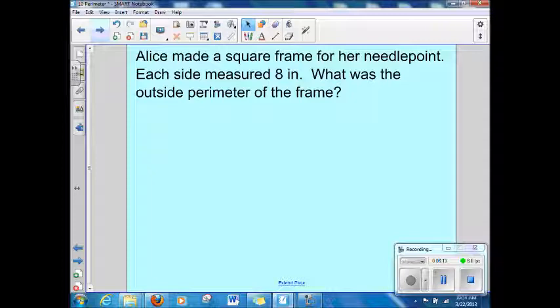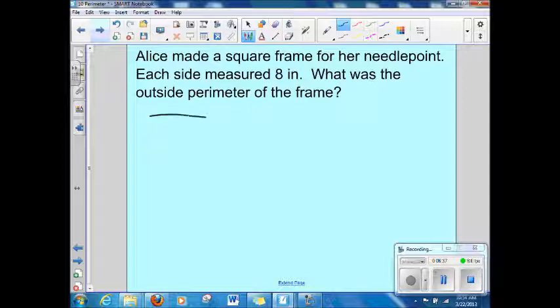Well, I know needlepoint. My mom used to do that, and she'd bring little pictures. A frame is something so that I can put this on the wall. So Alice made a frame for her needlepoint, and it was 8 inches. And it's a square. Oh, it's a square. Can you figure out what the perimeter of Alice's frame is? I'm going to let you go ahead and push pause and see if you can figure that out.